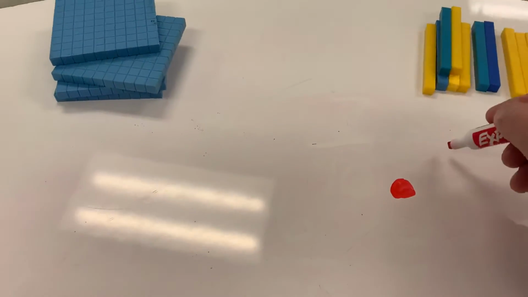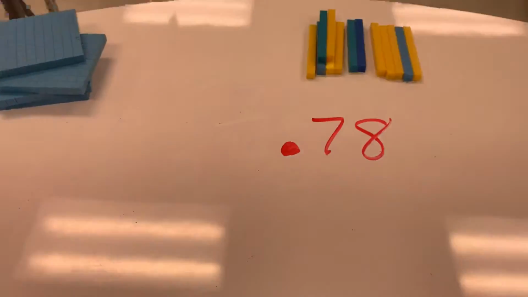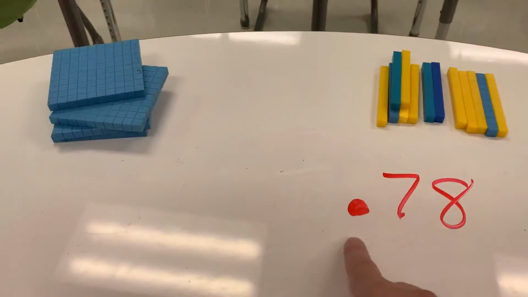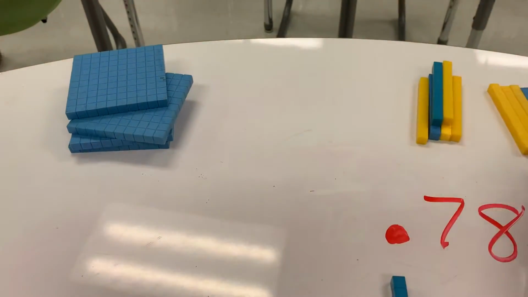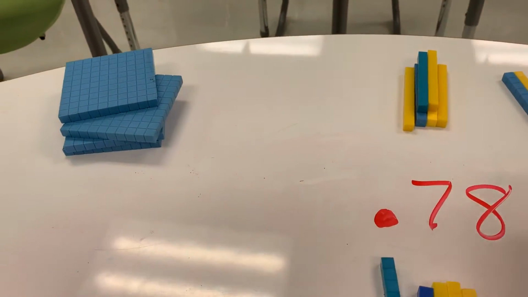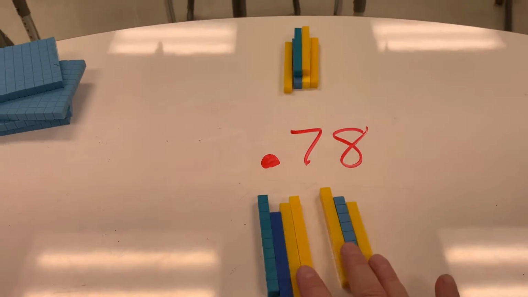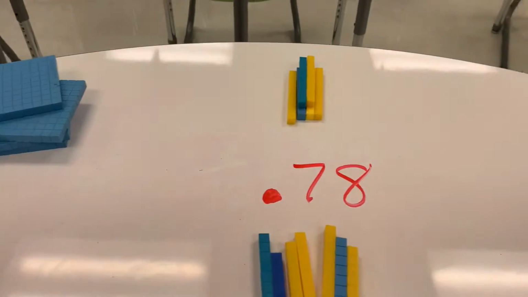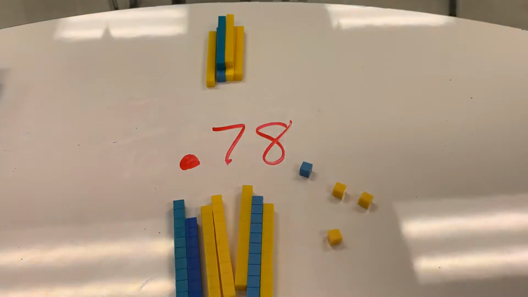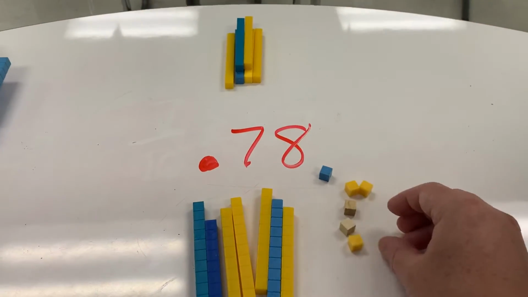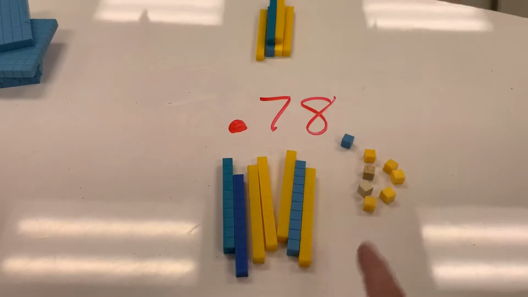Let's try 78 hundredths. 78 hundredths, right? Okay, so let's go 1, 2, 3, 4, 5, 6, 7. There's my 7 tenths. So my 7 bars here. And then I need 8 hundredths. So let's get 1, 2, 3, 4, 5, 6, 7, 8. Okay, so 78 hundredths.